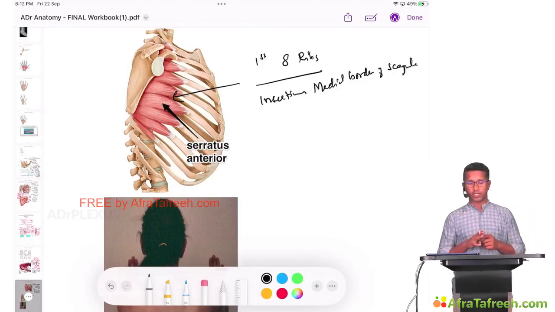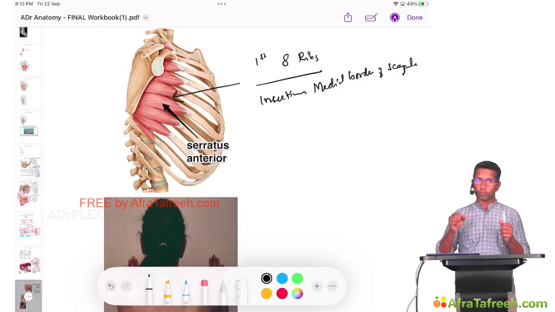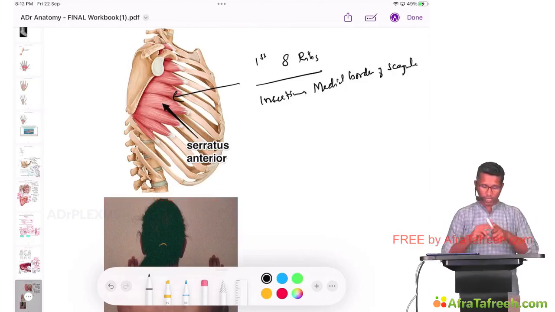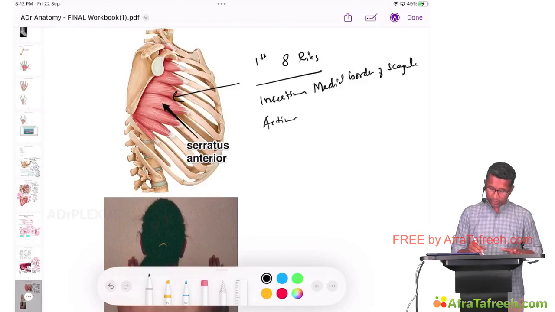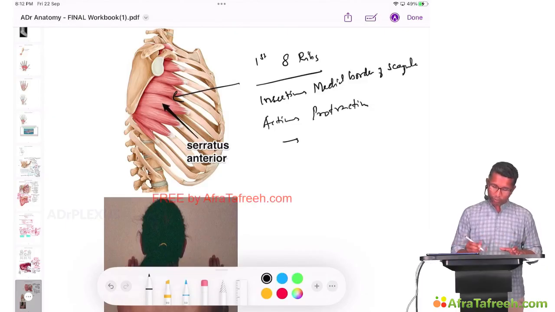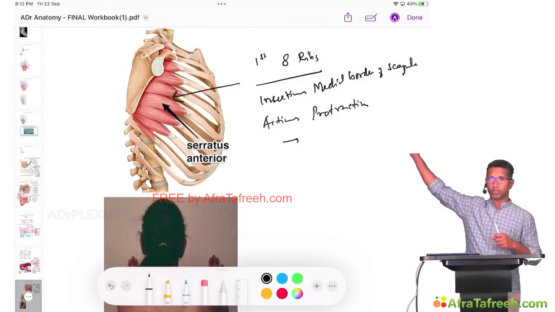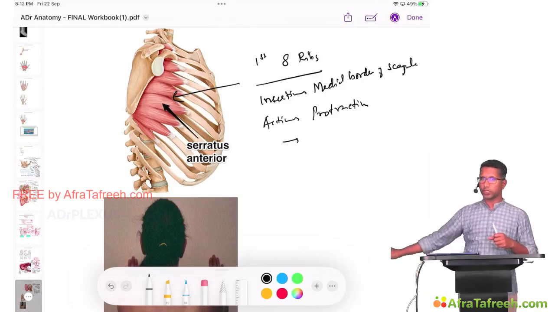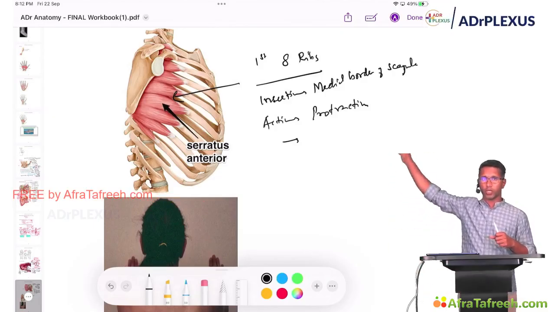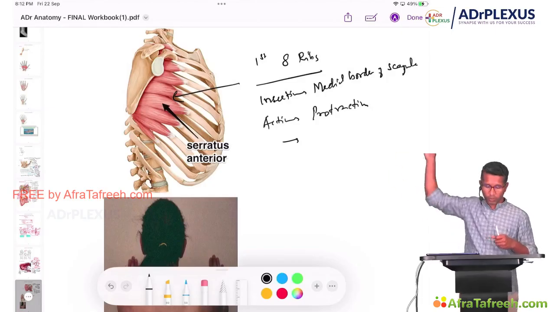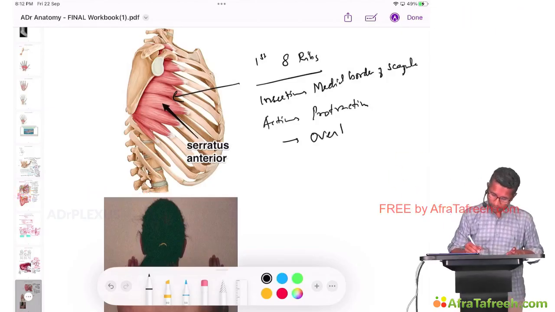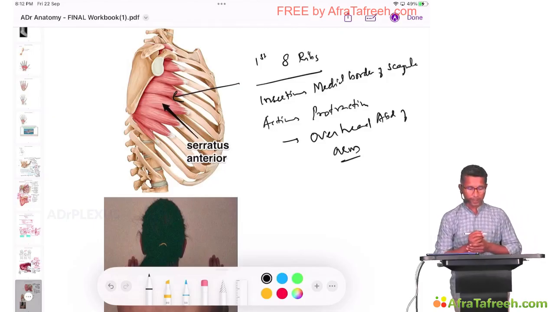But what is the action of the serratus anterior? Serratus anterior helps in pushing the scapula forward, protraction of the scapula. So the action of the serratus anterior is protraction of the scapula. And what is the other important action? Serratus anterior rotates the scapula so that you can do overhead abduction. When you lift your arm above, this is called overhead abduction of the shoulder. So overhead abduction of the arm is done by the serratus anterior.